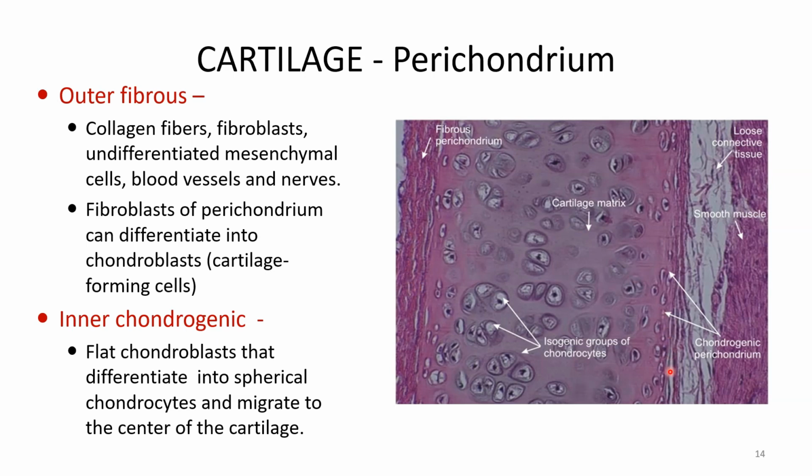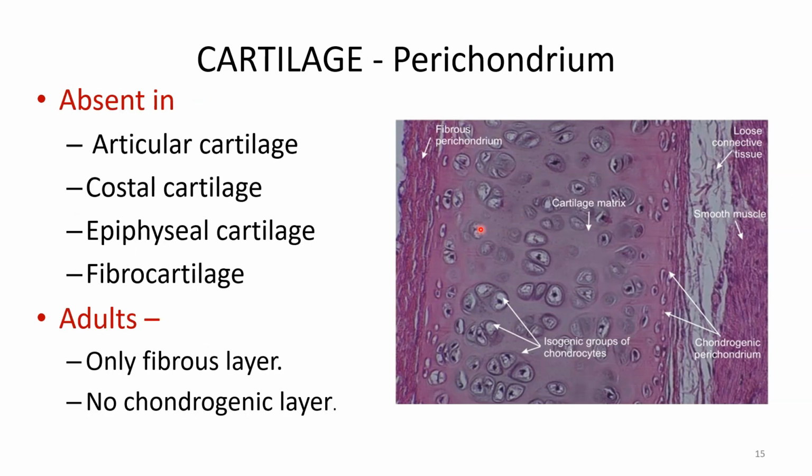The inner layer, the chondrogenic perichondrium, consists of flat chondroblasts which can differentiate into the spherical chondrocytes, and they will migrate to the center of the cartilaginous plate. That's what you are seeing in this picture. And here you can see the same picture. You can recollect what is cartilaginous matrix, and you can also learn what is meant by isogenous groups of chondrocytes, and the two layers of the perichondrium you are seeing.